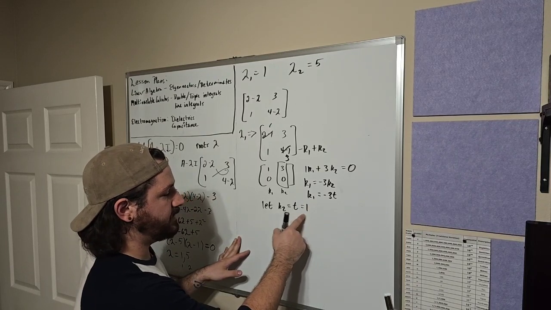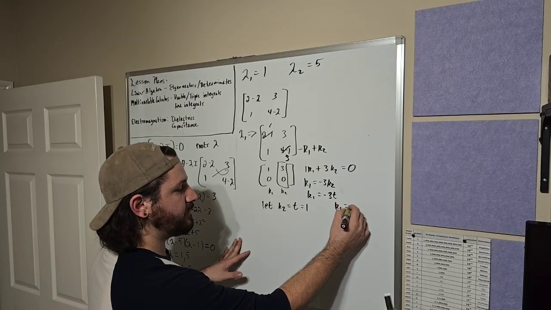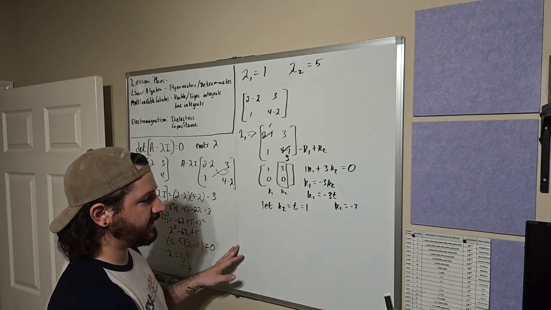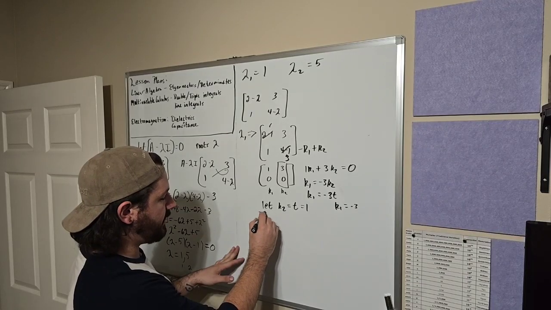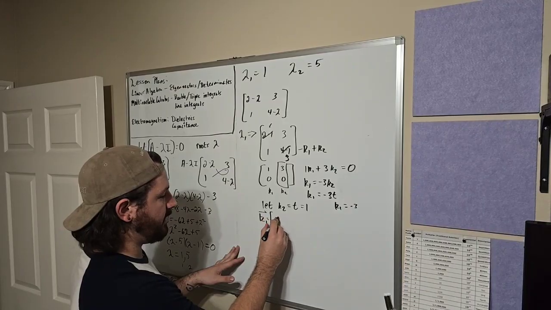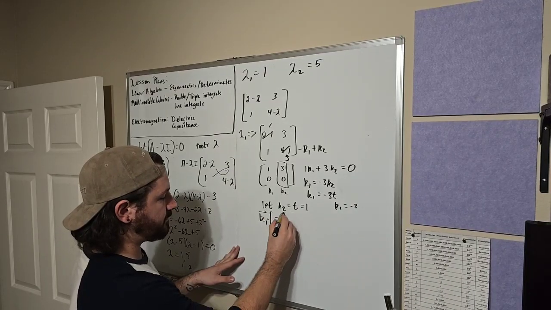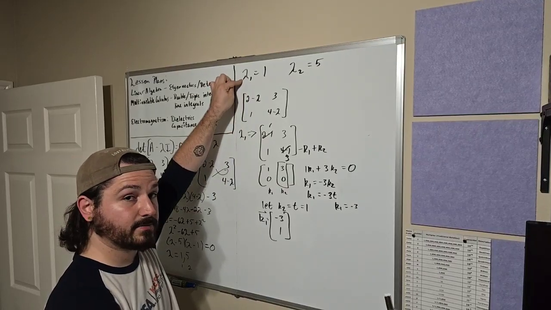So if we plug in t equals 1, then k1 is equal to negative 3. So that one worked out pretty nice. Our vector k1 is negative 3, and k2 is 1. This vector is tied to this eigenvalue.